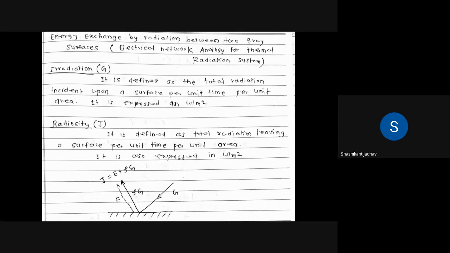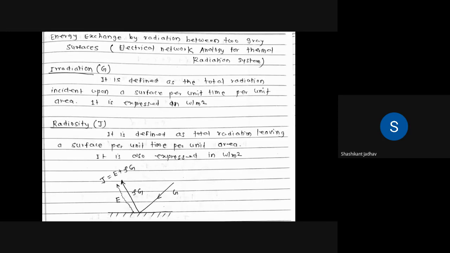Okay, so in the diagram now we have to denote what is meant by irradiation and what is meant by radiosity. Irradiation means the radiation incident on a surface, that is capital G. And capital J is defined as the total radiation leaving a surface, the radiation that leaves the surface.